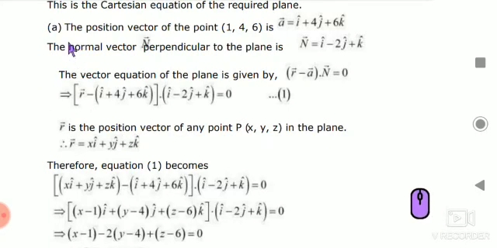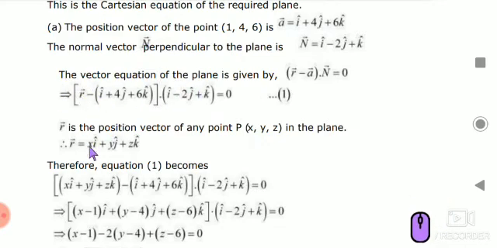Let me begin with the next question. Question number B. The position vector of the point (1, 4, 6) is vector a = i + 4j + 6k. The normal vector perpendicular to the given plane is vector n = i − 2j + k. As we know, the vector equation of the plane is given by the formula (vector r − a) dot n vector is equal to 0. Now replacing, (r − a) as (r − (i + 4j + 6k)) dot (i − 2j + k) is equal to 0. Now this represents the vector equation of a plane.